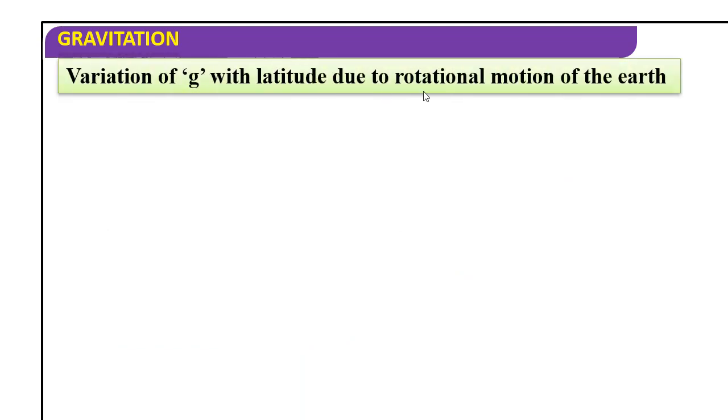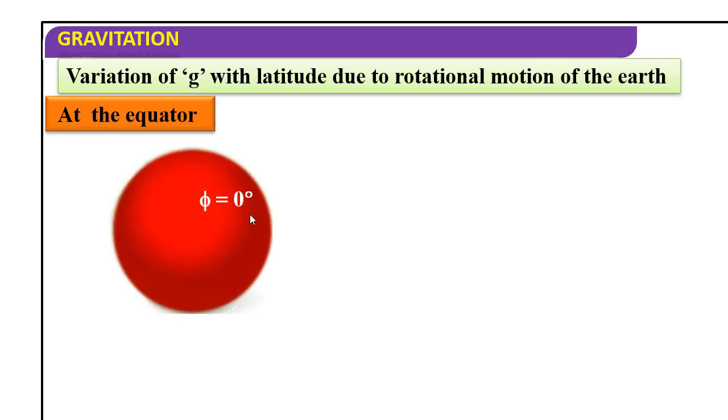Variation of g with latitude due to rotational motion of the earth, at the equator. Phi is 0 degrees. Let us check. So this is the direction. Equator means this is the equator. So at this point, if we are calculating, phi is 0.